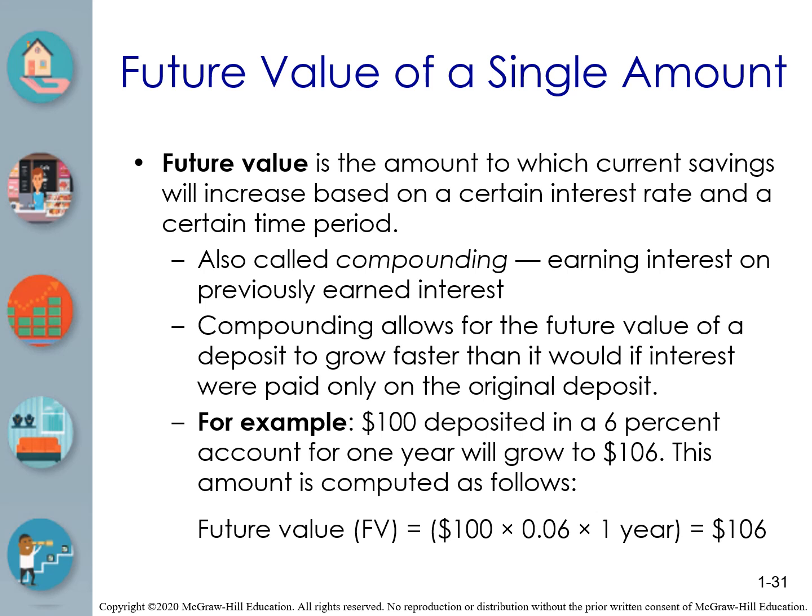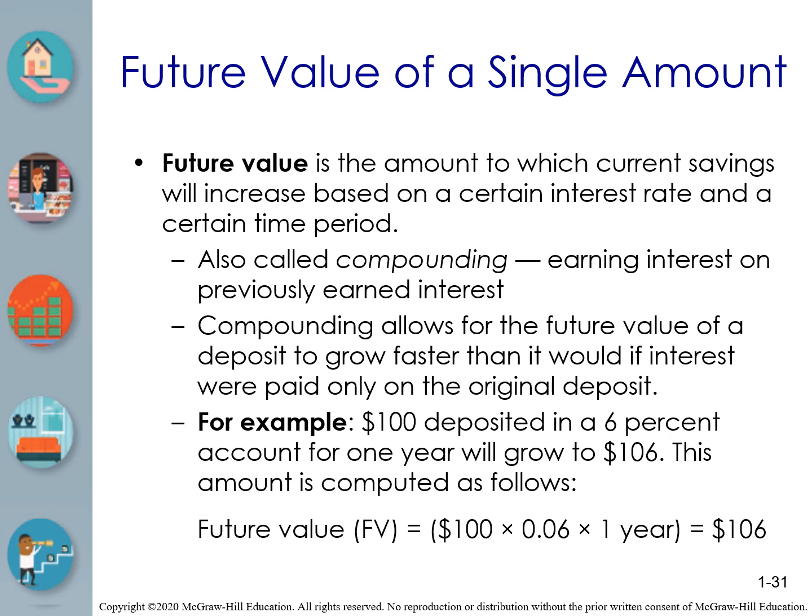So we're looking at future value, present value. Starting with future value, it is the amount to which your current savings will increase based on a certain interest rate in a certain period of time. This is where that word compounding comes up.